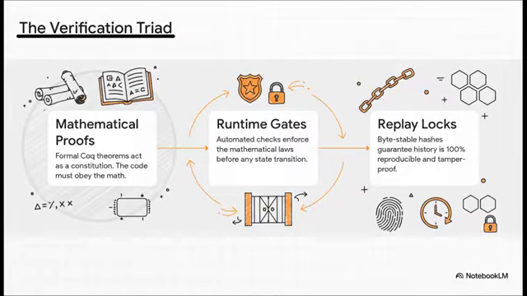Now, to make sure the system is absolutely unbreakable, it stands on what's called the verification triad. Think of it like a three-legged stool. First, you've got mathematical proofs. This is like the system's constitution. The code has no choice but to obey the math. Second, you've got runtime gates. These are the police, constantly on patrol, enforcing those mathematical laws in real time. And third, you have replay locks. These are cryptographic receipts that guarantee the system's entire history from day one can be perfectly reproduced by anyone, anytime.